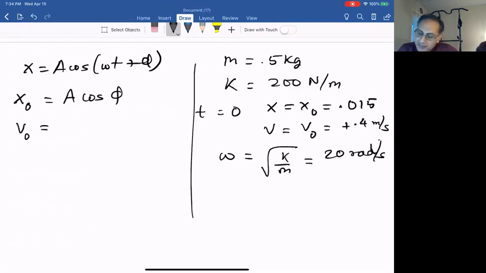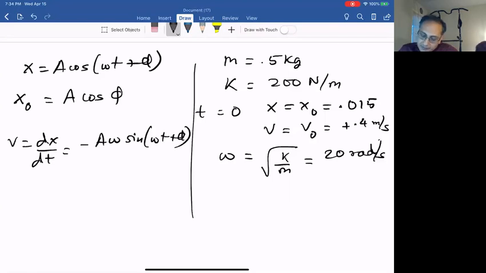So we need an expression for V. Let's just find that first. V would be dx/dt, so that's minus A omega sine(omega t plus phi). Now let's plug in t equals zero and set V equal to V0. So V0 is equal to minus A omega sine phi. Let's call this one equation 1 and this one equation 2.